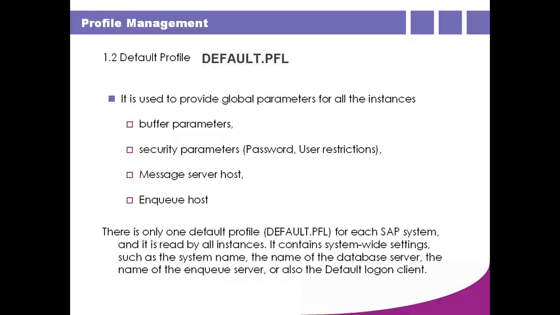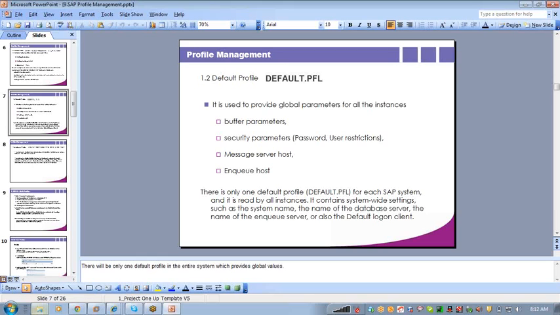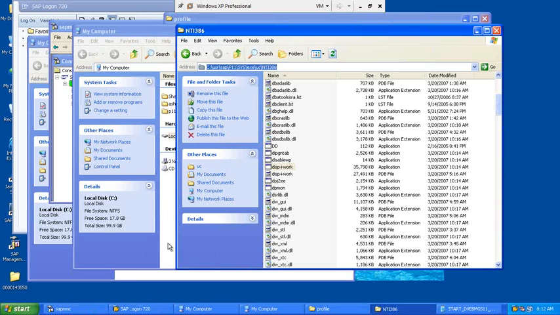That is maintained in this profile. Okay, so that type of global setting, see, automatic unlocking is applicable for all your system, right? All your users, all your instances. That type of global values which are applicable for all instances we will maintain in this default parameter file. Okay, so it is represented by default.pfl, the naming convention. See here the default.pfl, I'll show you in the system.